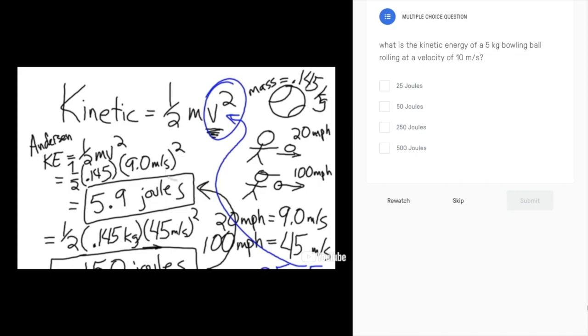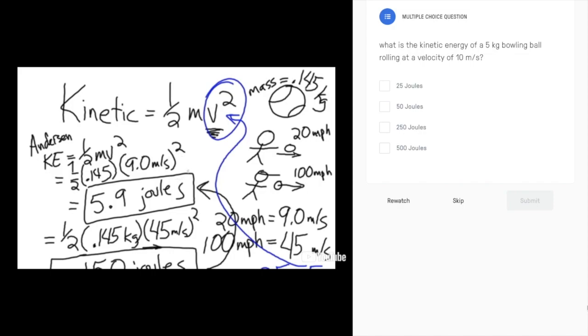So what is the formula of kinetic energy? It is 1/2 mv squared. In the problem, what are our givens? Do we have the mass? Yes, the mass is 5 kilograms. Very good. Do we have the velocity? Yes, the velocity is 10 meters per second. So now we are going to use the formula 1/2 mv squared.